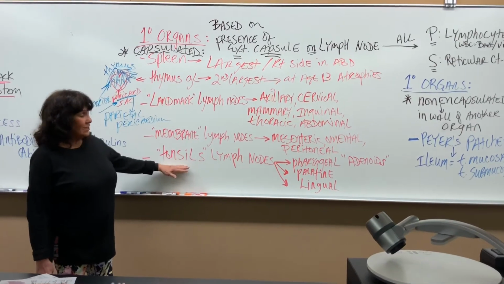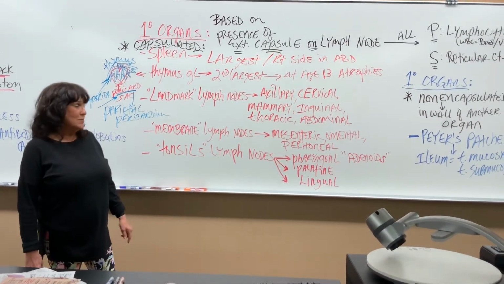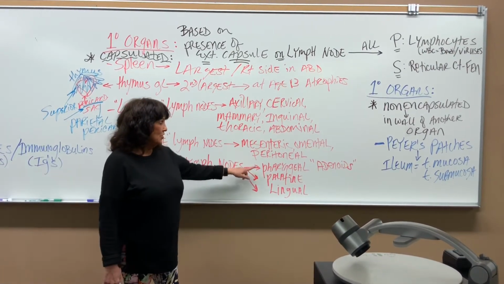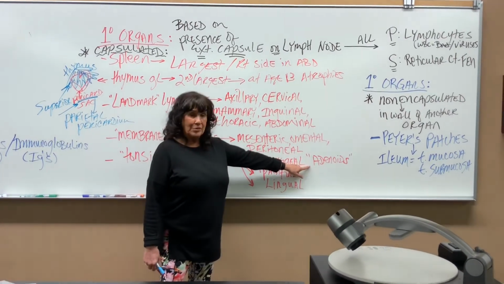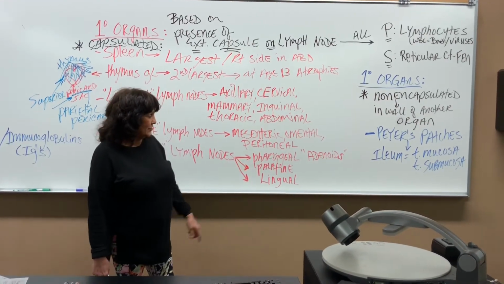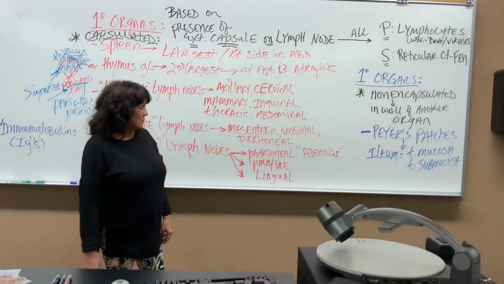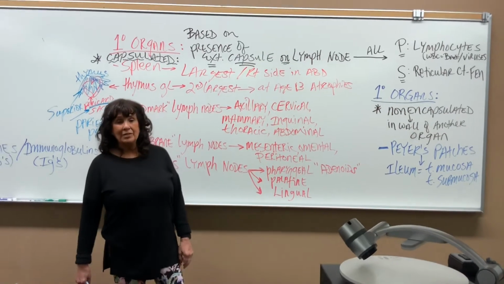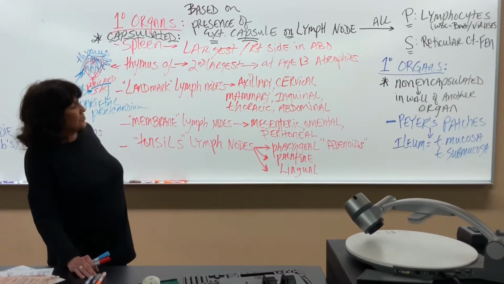And then the last cluster or group are your famous tonsils, okay? Your tonsil lymph nodes. And we have 3 sets, right and left. And so we have 2 pharyngeal. Sometimes these are nicknamed adenoids, right? And then palatine, right and left, and we have the linguals back by the root of the tongue, and so those are going to be the linguals, okay? So anyway, those would be our tonsils.